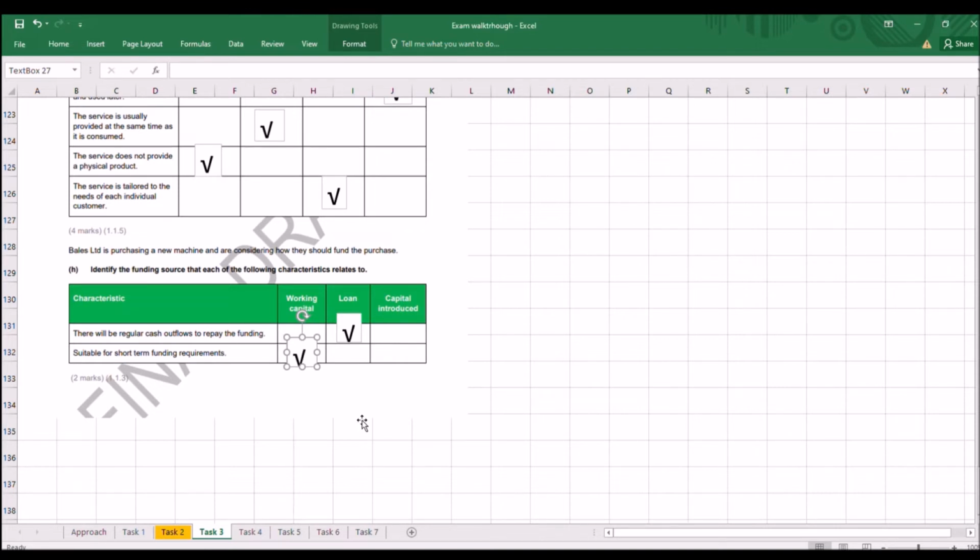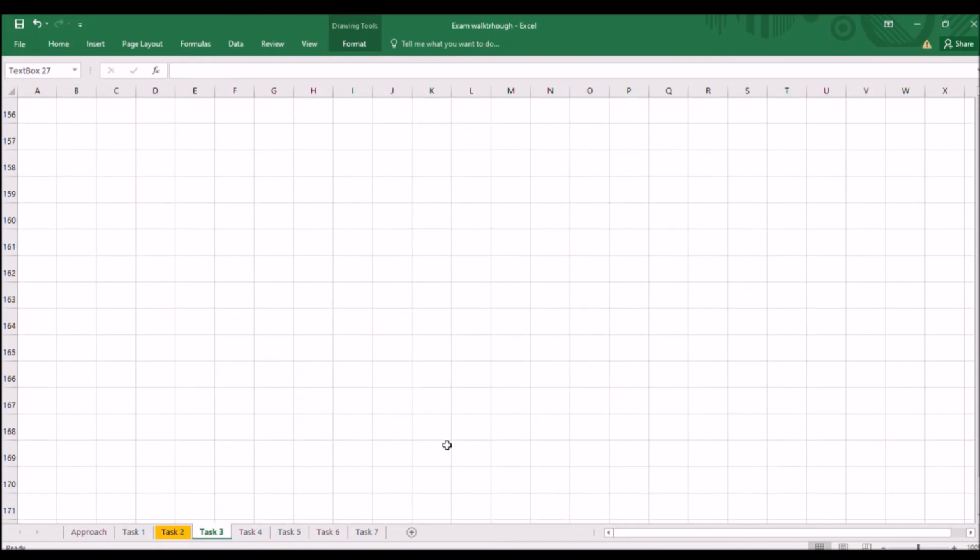And what you tend to do in terms of funding versus assets is you link the length of the liability to the length of the asset. So we would take out loans for buildings or cars and what have you. We would take out working capital facilities for stock and debtors, that kind of thing, really. So that's how we tend to do it. You just line up the length of the funding source to the length of the asset that it's funding. Okay. Right. That's question 3.